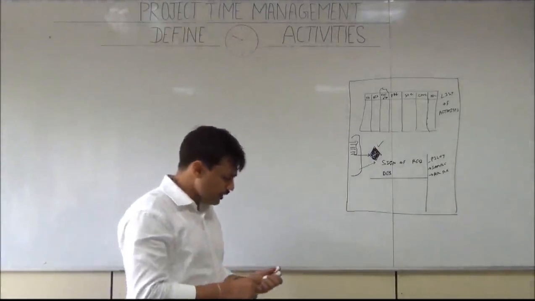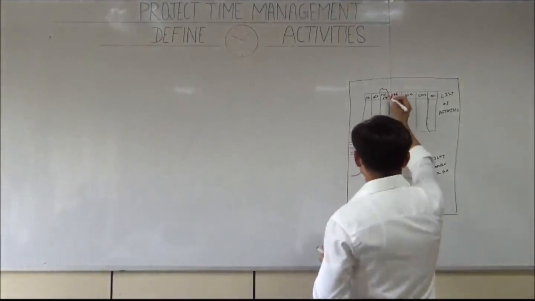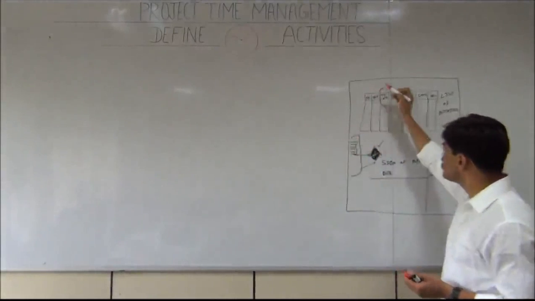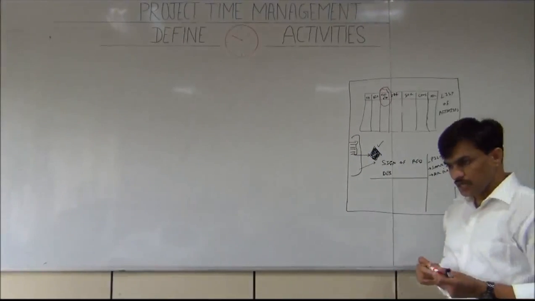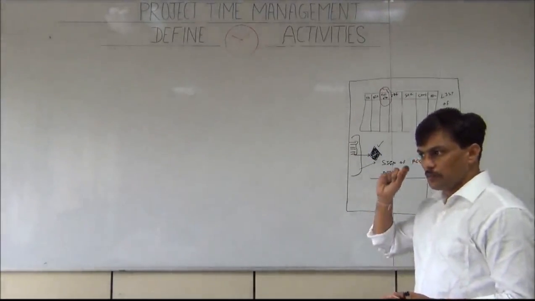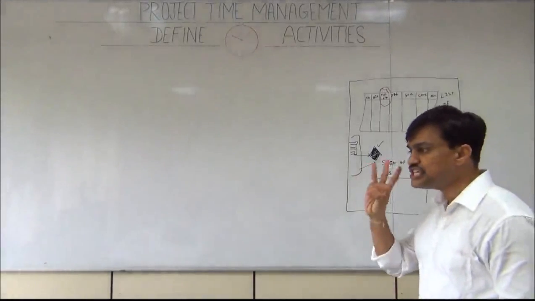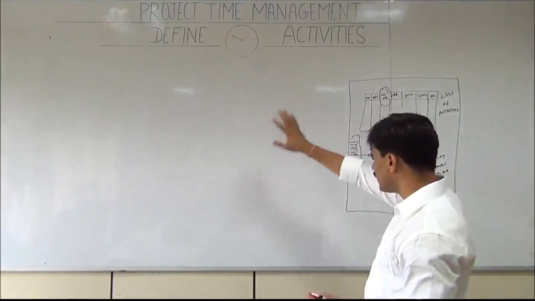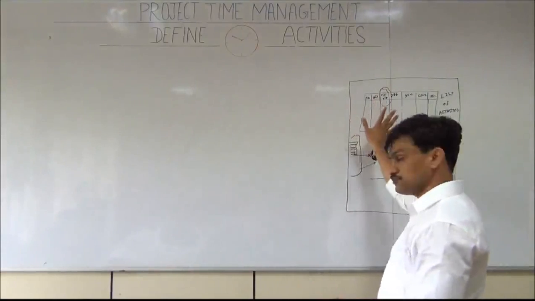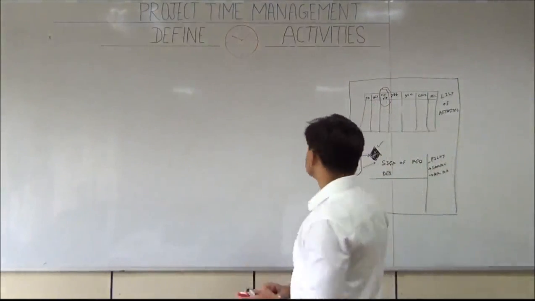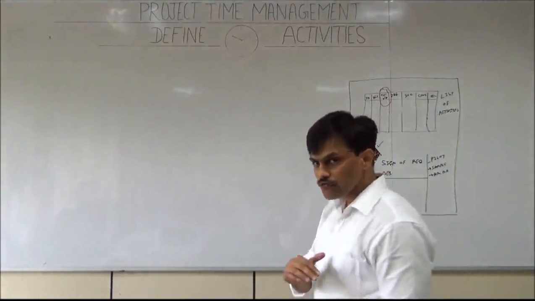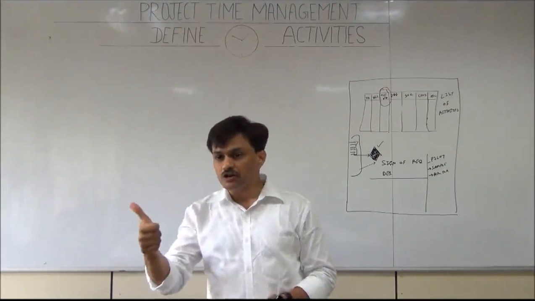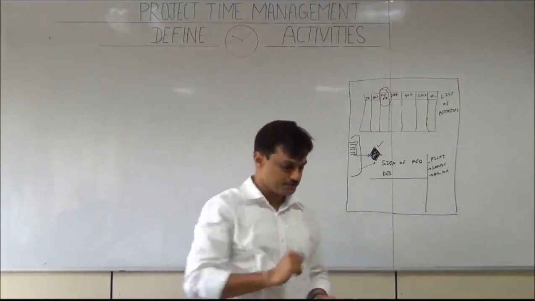Now there was one point I said I will discuss at length: the types of activities. In projects we have three types of activities. The define activities process identifies all types of activities. These three types are level of effort, discrete effort, and apportioned effort.